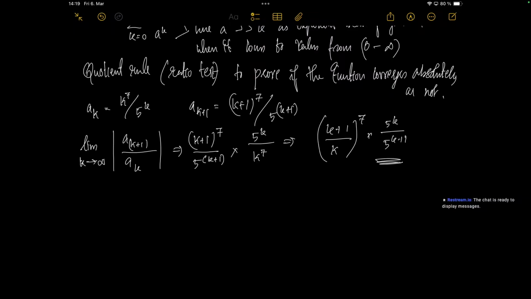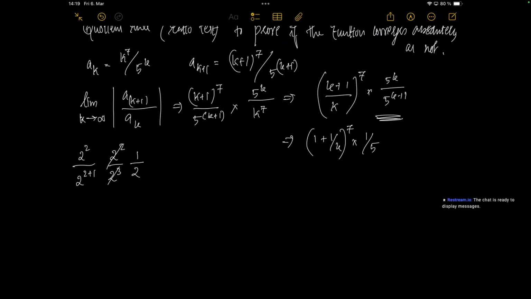Let's do a common example. Take 2^2 divided by 2^(2+1), which is 2^2 over 2^3. So that should cancel to 1/2, right? So it's gonna be 1/5. So (1 plus 1/k)^7 times 1/5. What is that? As k tends to infinity, 1/k equals 0.